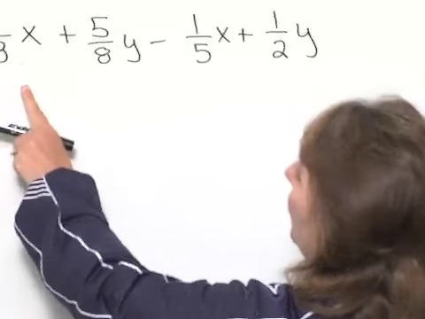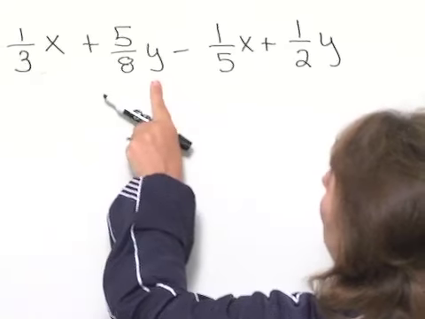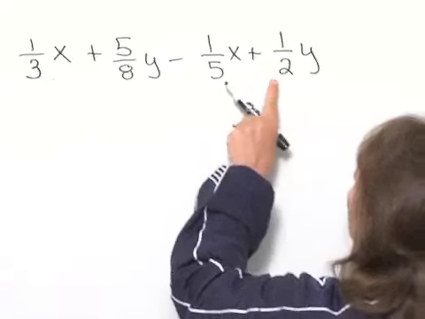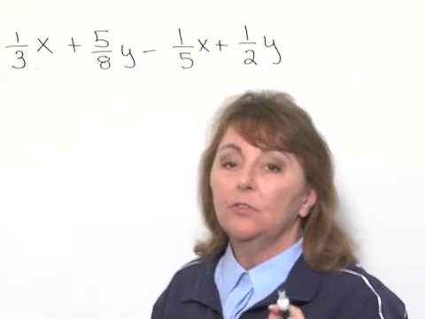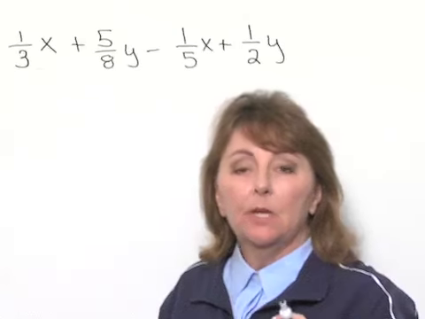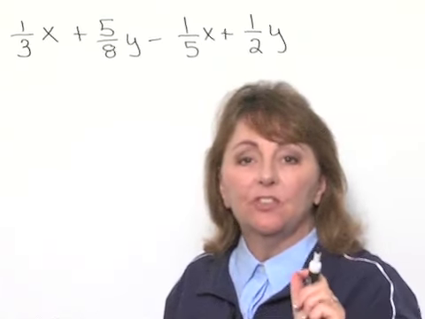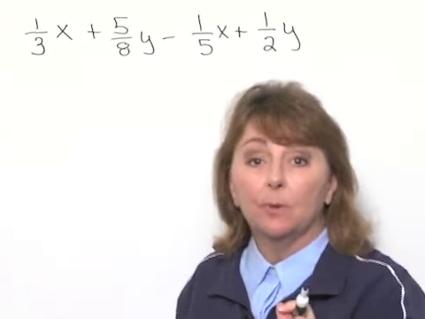Now let's try a problem. We have 1/3 x plus 5/8 y minus 1/5 x plus 1/2 y. The first thing you should do, like our hint suggested, is identify your like terms. Now remember, a like term has the same variable part with the same exponent.